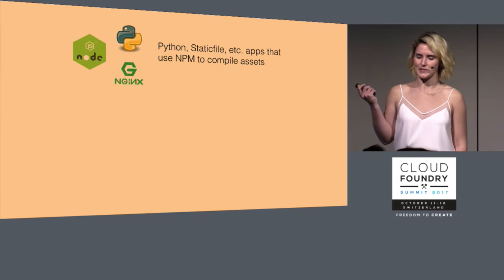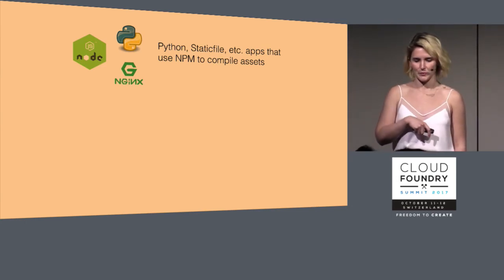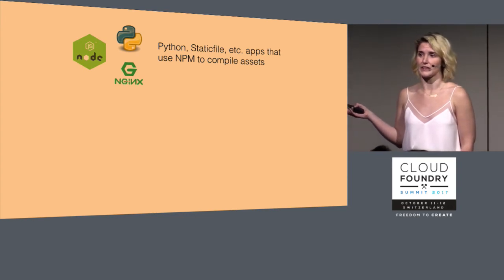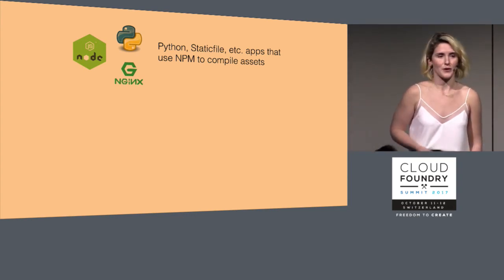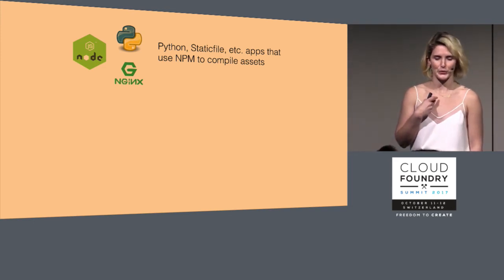So these are some examples. Python and staticfile and other buildpacks might benefit from using NPM to compile assets. As I said before, we only currently package NPM with Ruby and .NET Core. Now that's up to you. That's not up to our discretion. We don't have to worry about buildpack bloat, and you can decide what you want to use NPM for.